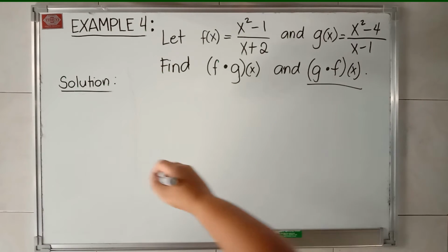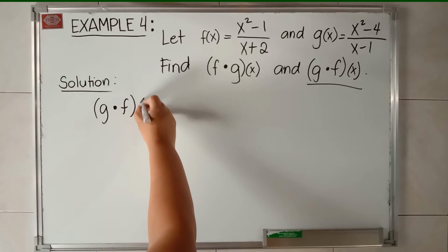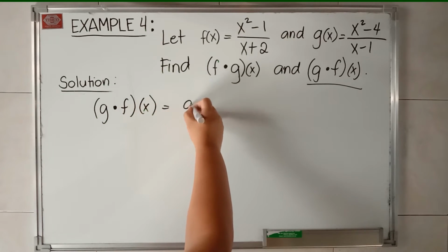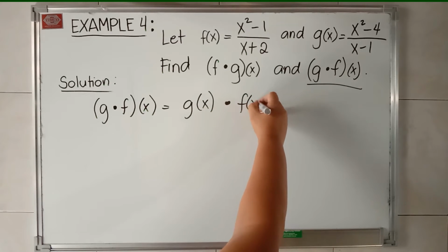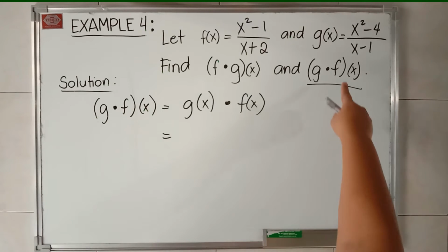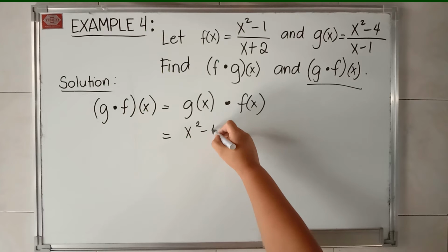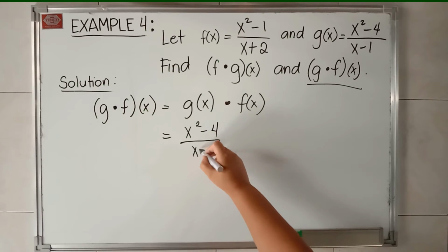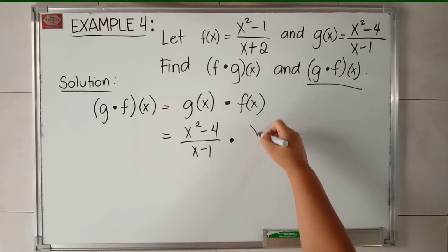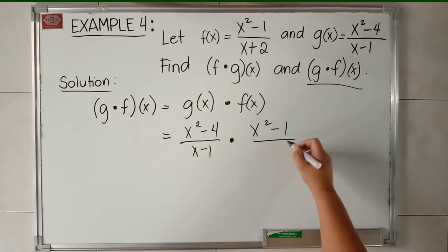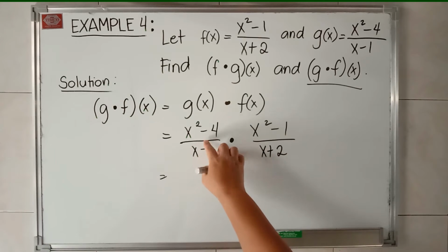Continuing example 4, let's solve for g times f of x. So from the definition, we have g of x times f of x. g of x is x squared minus 4 over x minus 1. Let's see here if the answer will be the same. So, f of x is x squared minus 1 over x plus 2. As you can see, the factors, the functions, are just reversed.